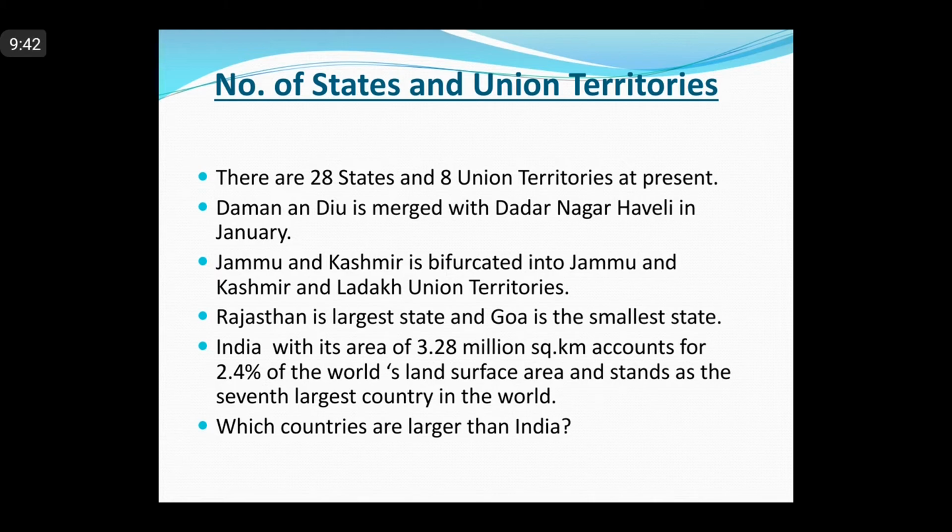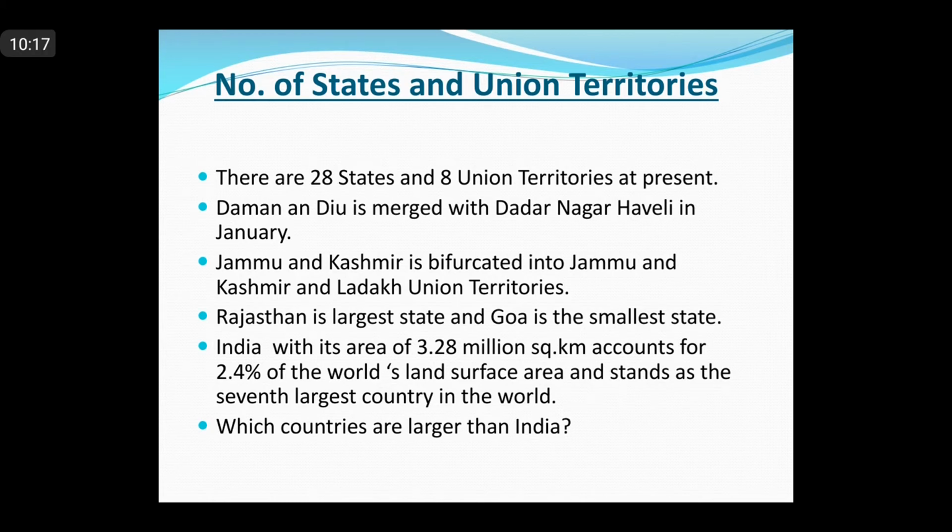Then India, with its total area of 3.28 million square kilometer, accounts for 2.4% of the world's land surface area and stands as the 7th largest country in the world. Which countries are larger than India? Can you name which countries are larger than India? Russia, Canada, USA, Australia, China, and Brazil. These countries are larger than India.